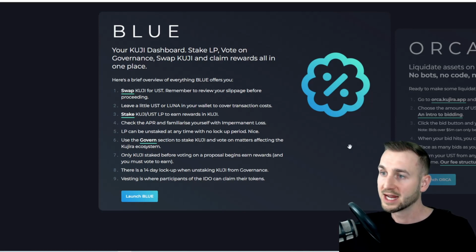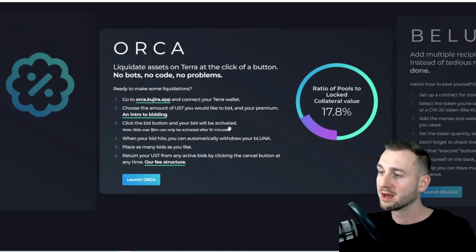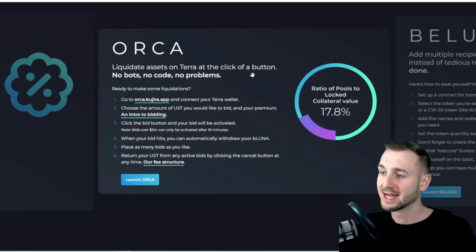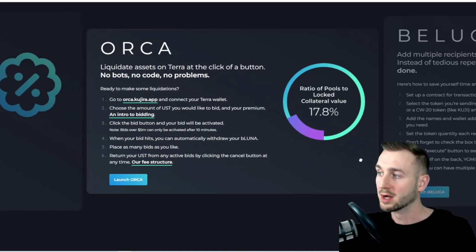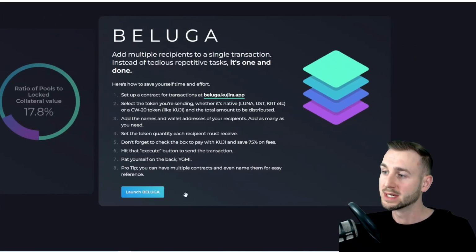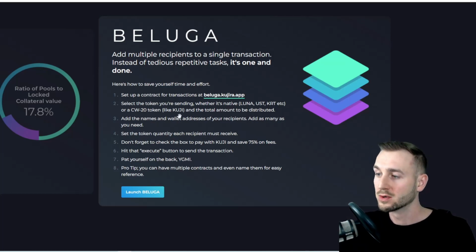Now, there's three applications to Kujira. We've got Blue. This is essentially your own dashboard. This is where you can stake, get involved with governance and all of that good stuff. Then we have Orca. This is the main app here, and this is where we can liquidate those assets and place our bids from a 1% discount all the way up to a huge 30% discount on both BETH and BLUNA. More assets coming. And then there's Beluga down here, which is more like a payments app, similar to having a company payroll, where you can disperse a load of CW20 tokens easily.